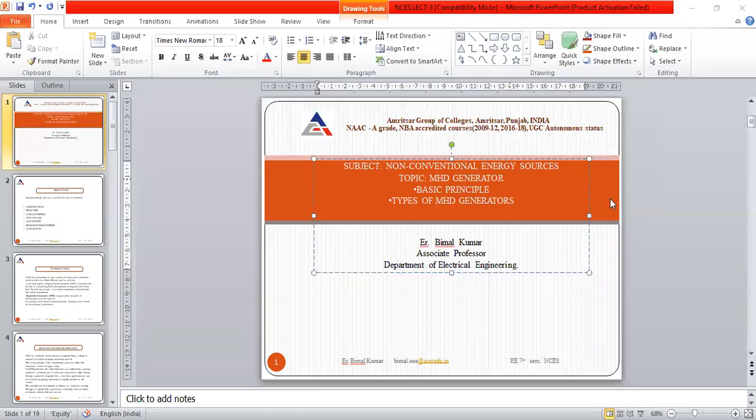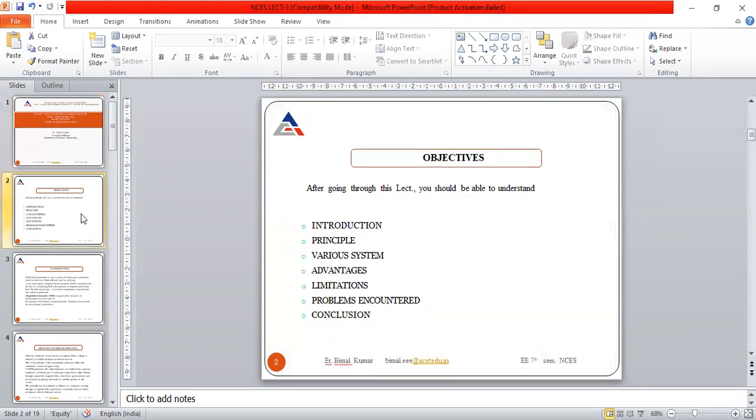Yes. So today we will discuss the MHD generator, its basic principle, then types of the MHD generator. Right. So what are the objectives of this lecture? We will see the introduction of the MHD generator, principle of operation, various system advantages, limitations, and at the end we will conclude whatsoever we will discuss.